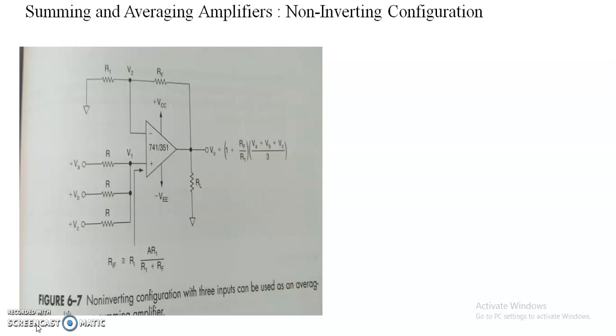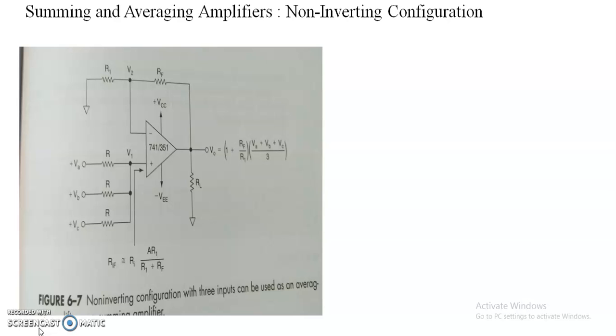As different from the inverting configuration, here all the three inputs are given to the non-inverting terminal through resistors that are the same. For simplicity, here we have used the same resistance value R for all the three inputs. Also, the feedback is given to the inverting terminal through resistor RF and it is grounded through resistance R1.